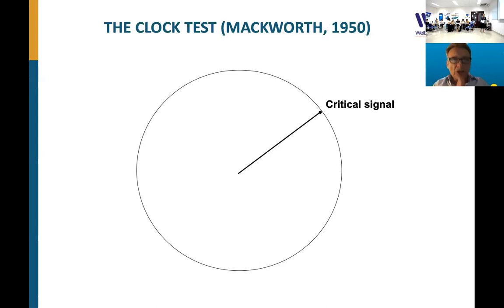And so he used some volunteers to watch the clock for 2 hours. So, a very long and very boring study. They just have to look at the clock, and every time there was a critical signal, they have to press a button to say, okay, I have detected a critical signal.